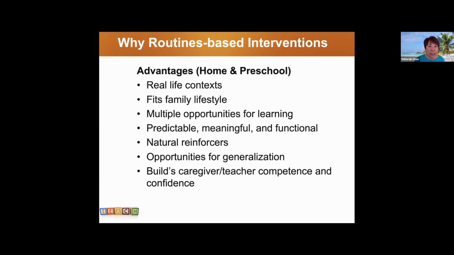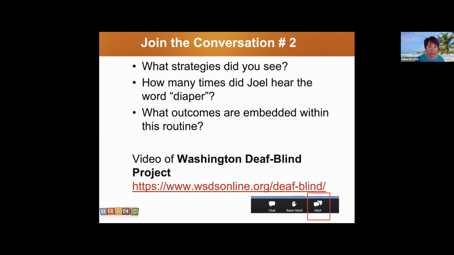So we're going on to routines-based interventions. We know that they work from research because it's real life. It fits a family's lifestyle. There are multiple opportunities for learning in predictable, meaningful, and functional activities. They're natural reinforcers. The child does something to get something. And there are opportunities for generalization across activities and people. And it builds the caregiver and the teacher's confidence and competence.